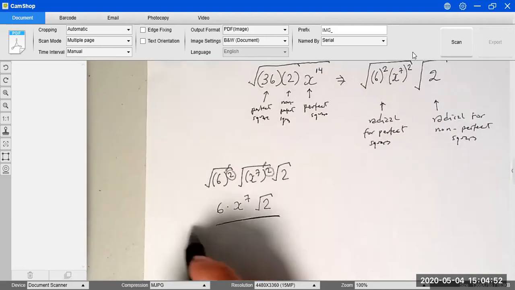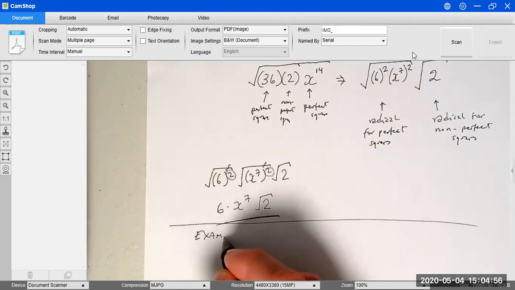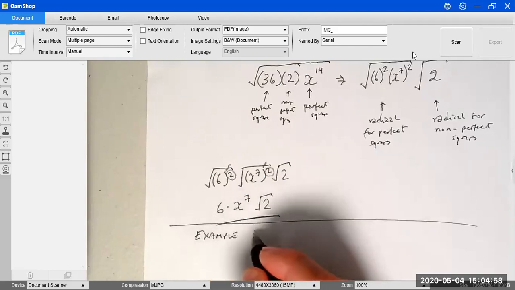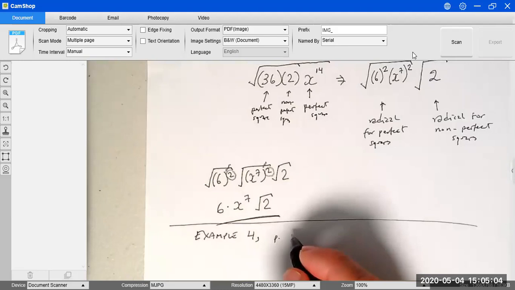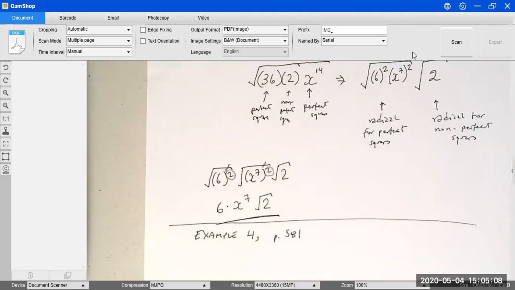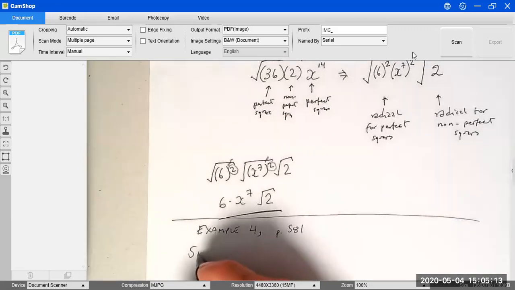Okay, 2 more examples. So you're going to need to practice this very, very well, because in that way you're going to be able to solve equations that contain radicals and do other operations involving radicals. So now I have example 4. It's another simplification. So we're going to simplify.